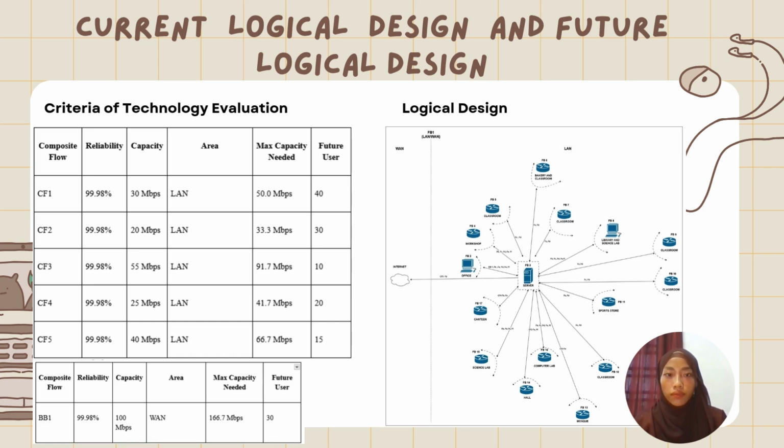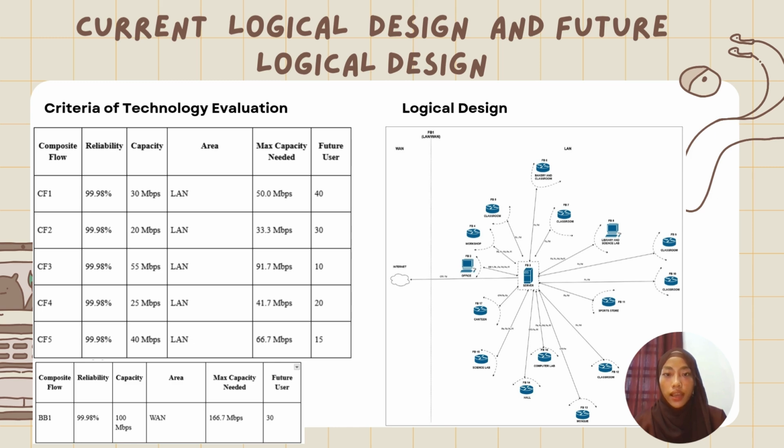The LAN segments vary in capacity from 20 Mbps up to 55 Mbps, depending on the expected traffic and user demand in that area. The one connection BB1 is designed for higher capacity needs, up to 100 Mbps, to support 30 future users. Now, let's focus on the right side of the slide, which presents our logical network design in detail.